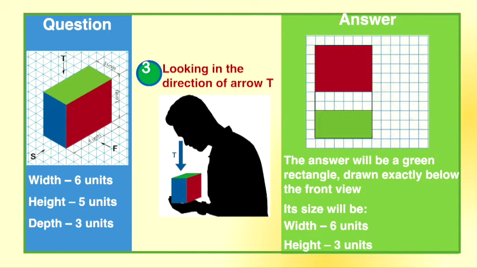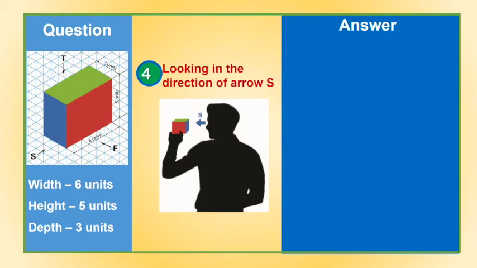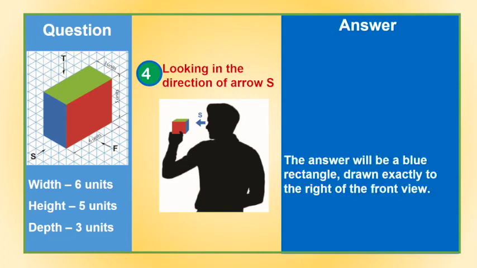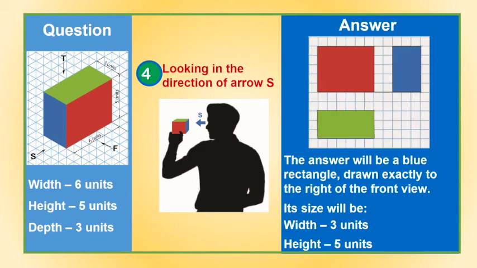You will notice that 2 empty squares have been left between the two views. After drawing the top view, you will now visualize the cuboid from another direction, that is, in the direction of arrow S. What shape will you see and which color will the shape be? What will be its size? The answer will be as such.